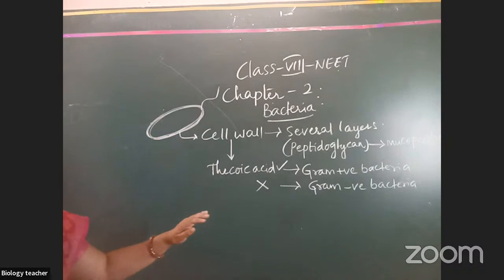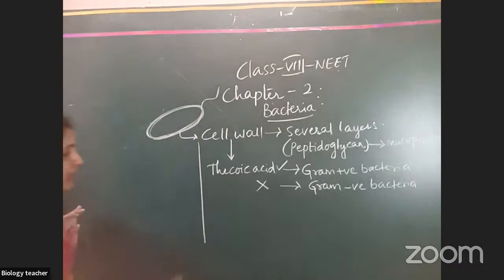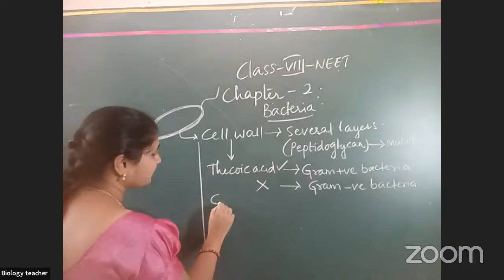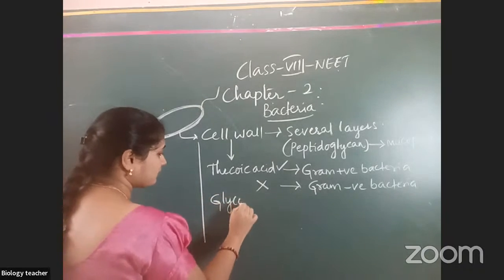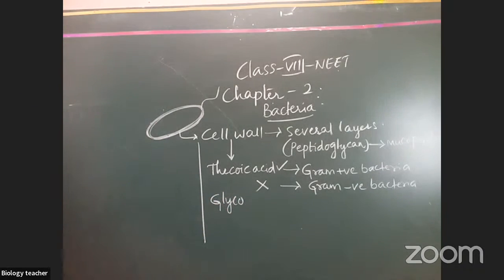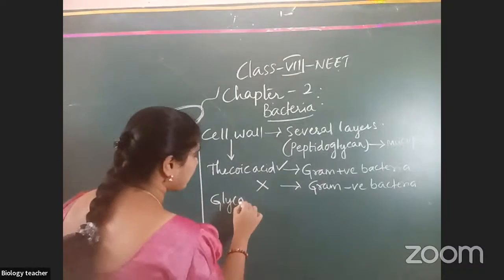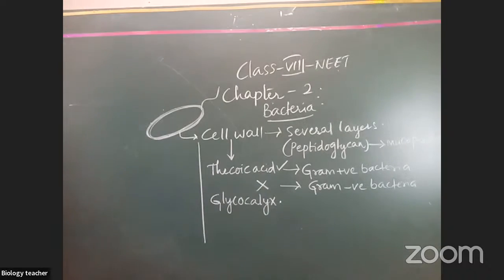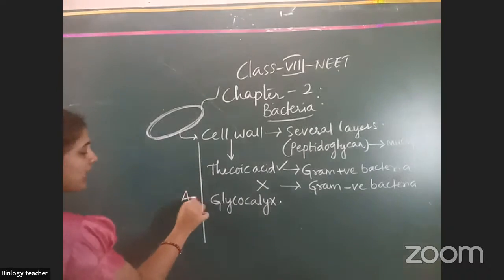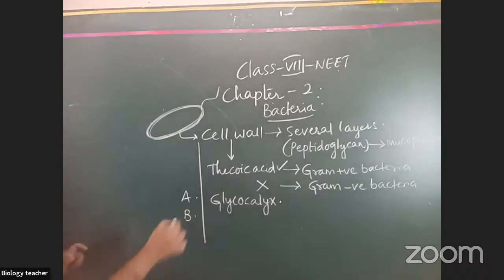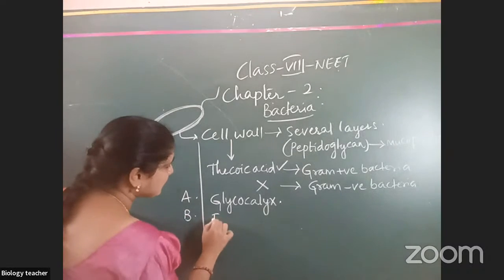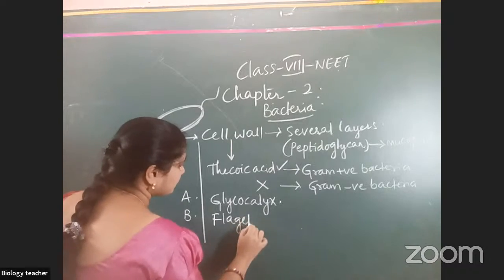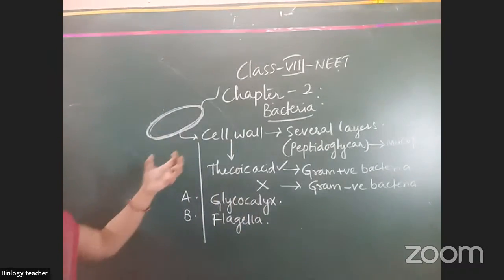What are the outer structures which help with attachment? Let us discuss. The first one is glycocalyx, for attachment outside the body. Another one is flagella. These are the structures present in the bacteria.